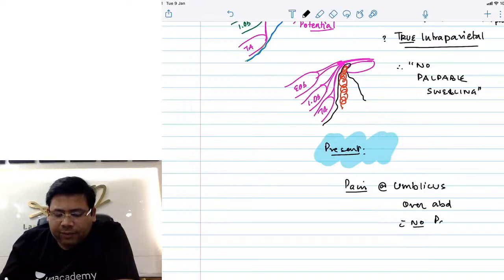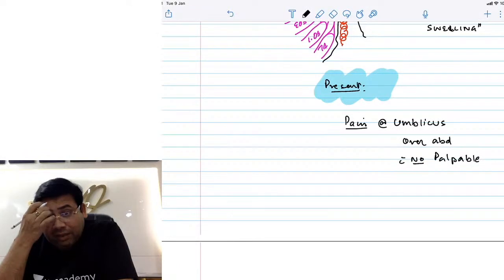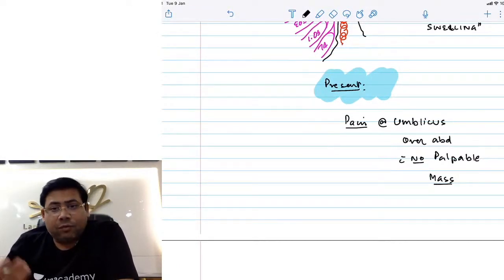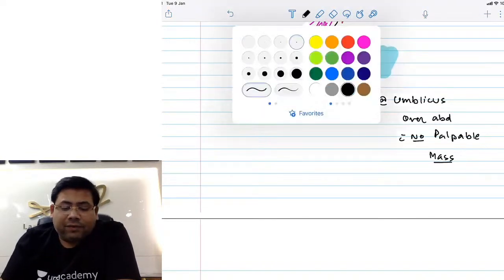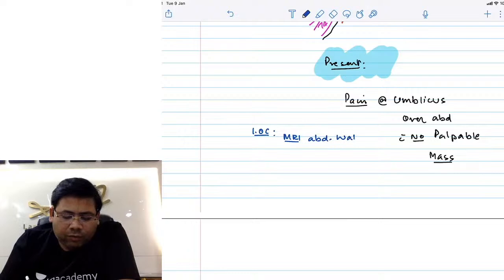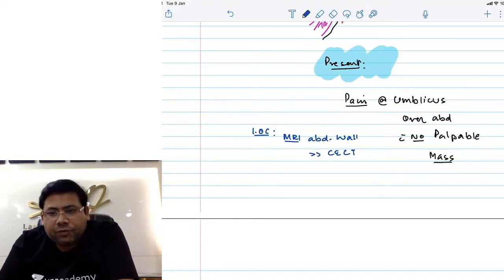And many a times when the patient complains, we think that the patient is foolish, because once we examine, the patient is having no problem, no palpable mass. And then we say, you go back. But say your eyes will never see anything which your brain doesn't know. Investigation of choice is MRI abdominal wall. This is better than CT. Why? Because in evaluation of soft tissue, MRI is best, better than CT.